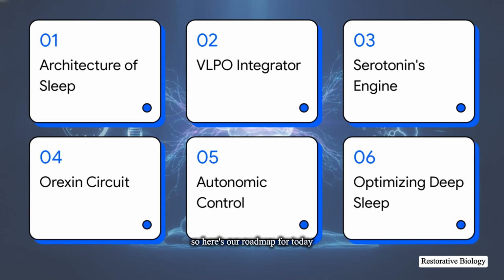So here's our roadmap for today. First, we'll look at the architecture of sleep. Then, the VLPO multi-system integrator. Third, serotonin's dual arousal engine. Fourth, the orexin stabilization circuit. Fifth, respiration and autonomic control. And finally, number 6, optimizing deep slow-wave sleep. Let's get right into it.